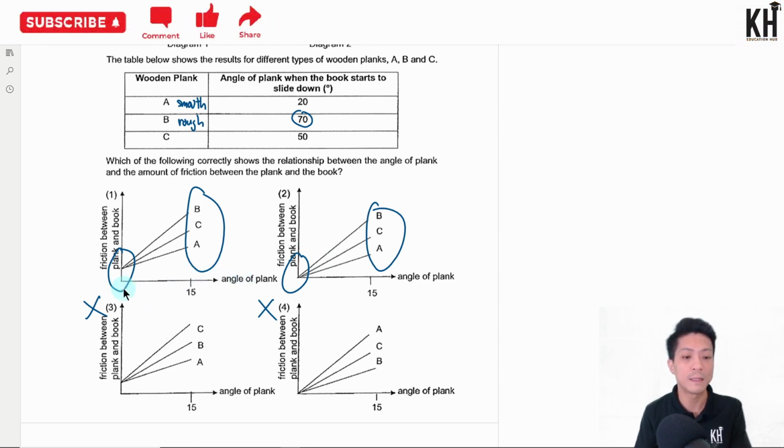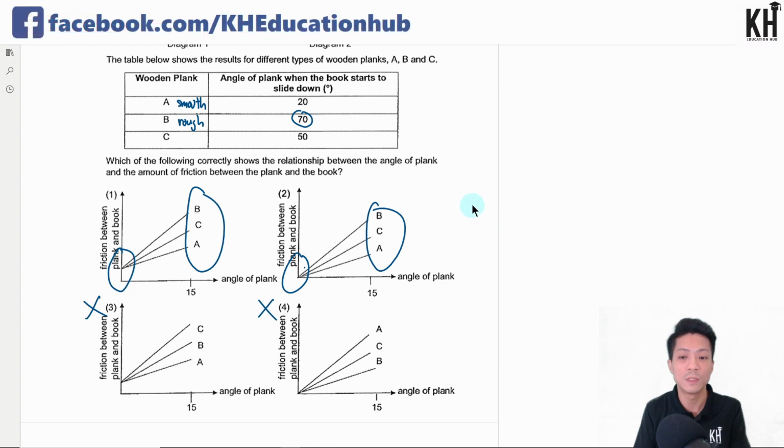When the angle of the plank is 0, is the friction between the plank and book 0, or is there a certain amount of friction? The answer should be number 2. When the angle is 0, the friction between the wooden plank and the book is considered to be 0.